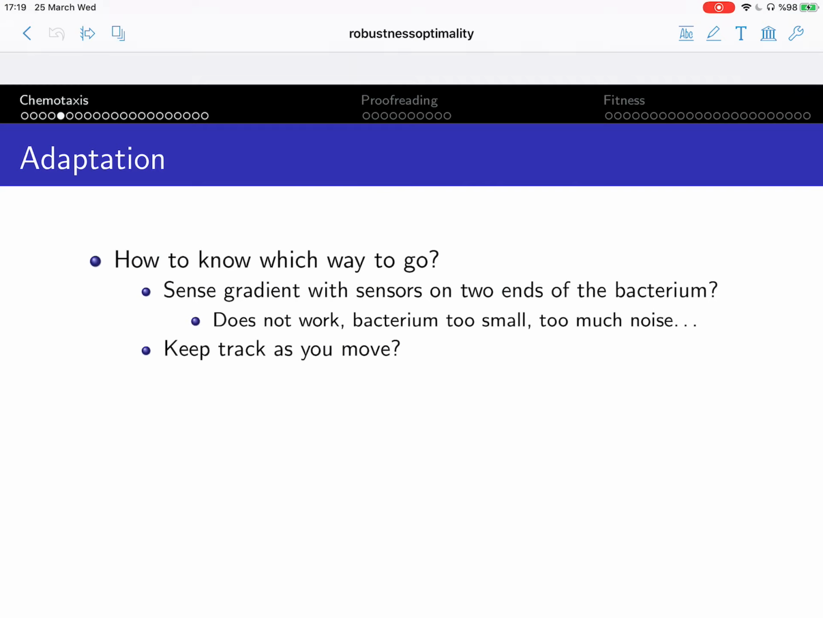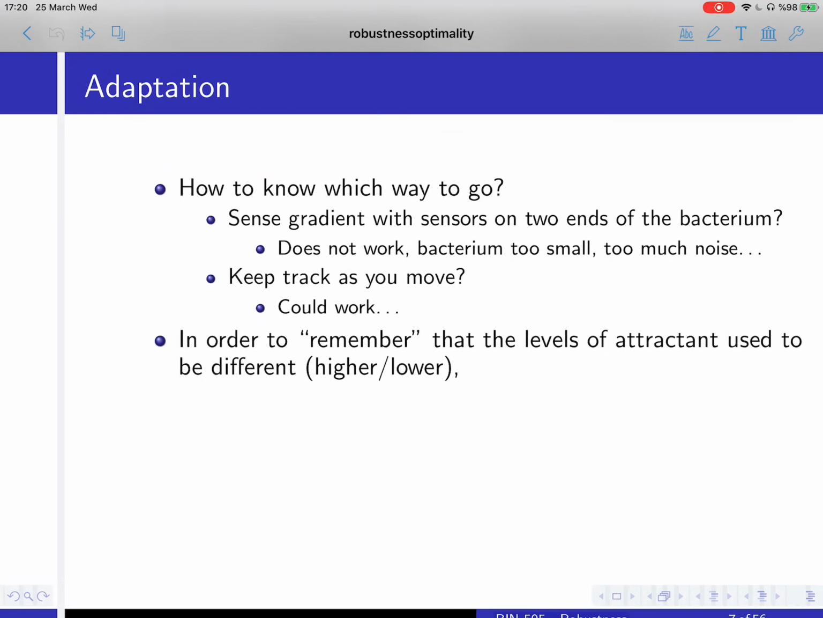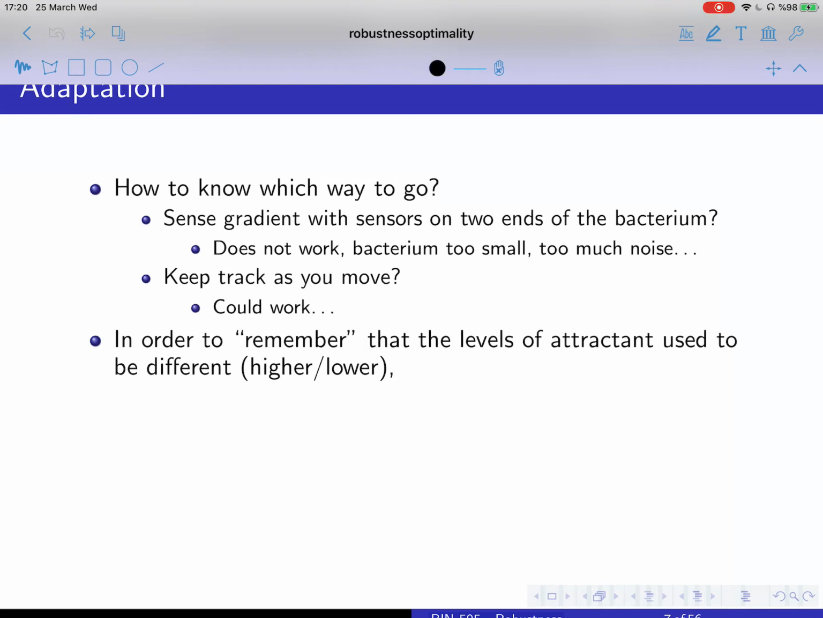So we said it doesn't work. Too much noise because the cell is too small. So then the question is, can you keep track as you move? Meaning, remember what the previous level was, and then at the next time step decide that it's gotten lower or higher. So what you need for that, obviously, is memory. You need to remember that the levels of attractant used to be different, I don't know, a microsecond before or a second before.